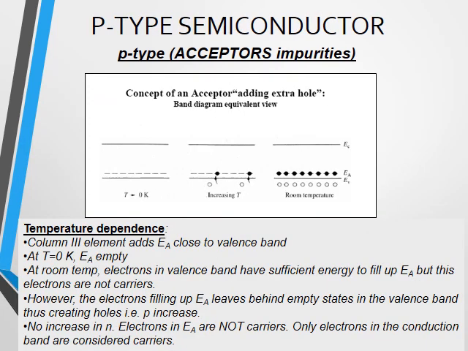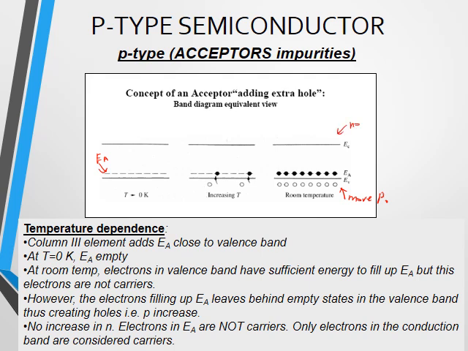Similar to the donor dopant, the acceptor atoms also are influenced by the temperature. At T equals 0 Kelvin, the acceptor state Ea is empty. At room temperature, electrons in valence band have sufficient energy to fill up Ea, but these electrons are not carriers because only electrons at the conduction band are considered as carriers.